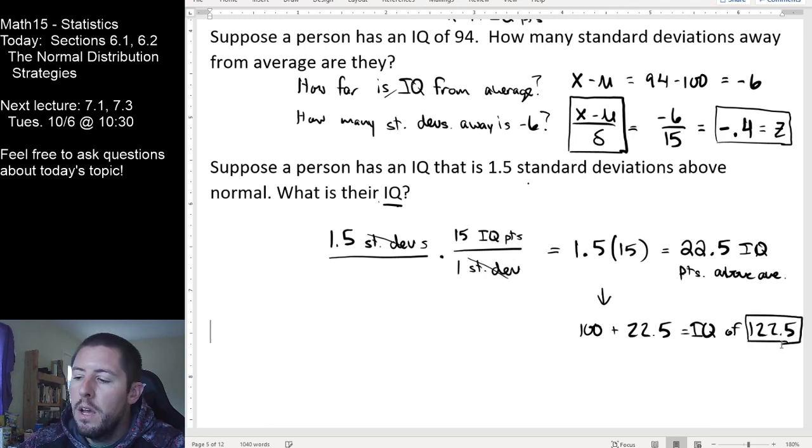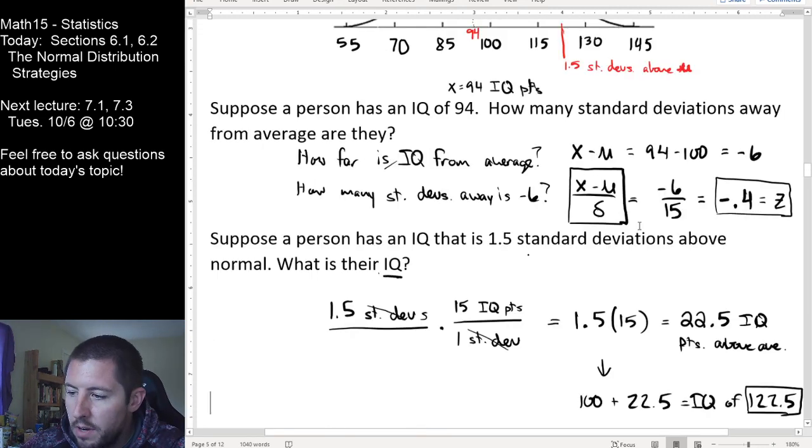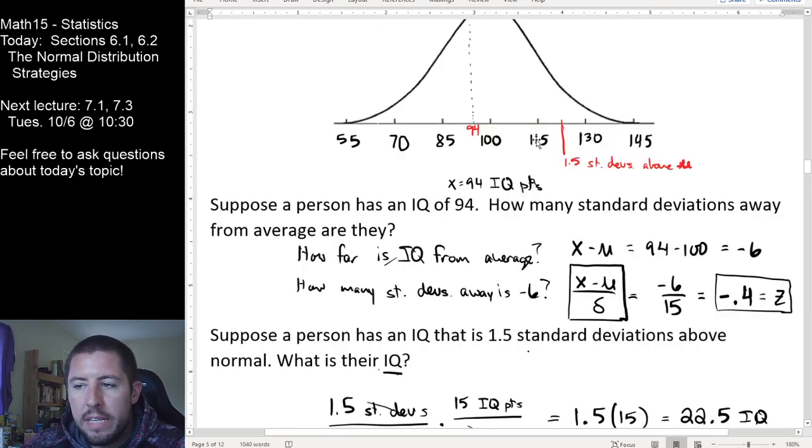Right. Let's look back at our graph, and then we'll generalize the equation that we just used right there. We were looking for something that was halfway in between 115 and 130. We came up with 122.5, and you should notice 122.5 is exactly 7.5 above one standard deviation and 7.5 below two standard deviations. So it's exactly halfway between 1 and 2 standard deviations above, and that's perfect because we were 1.5 standard deviations above right there.